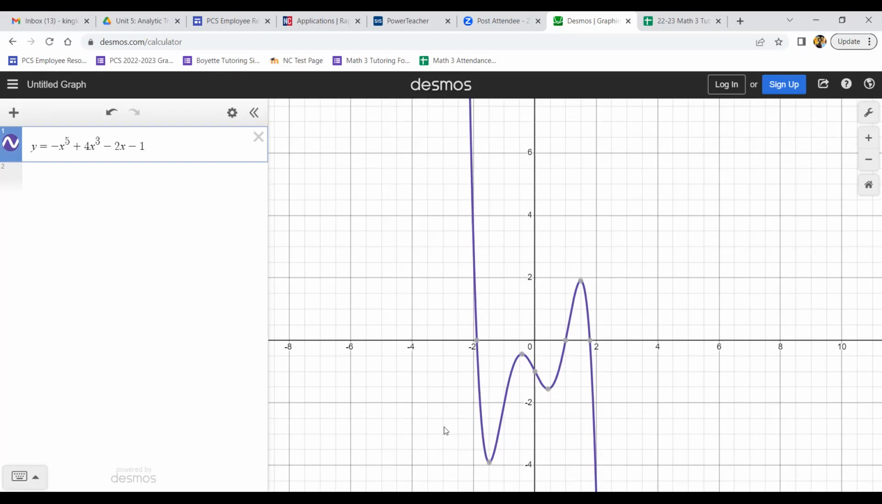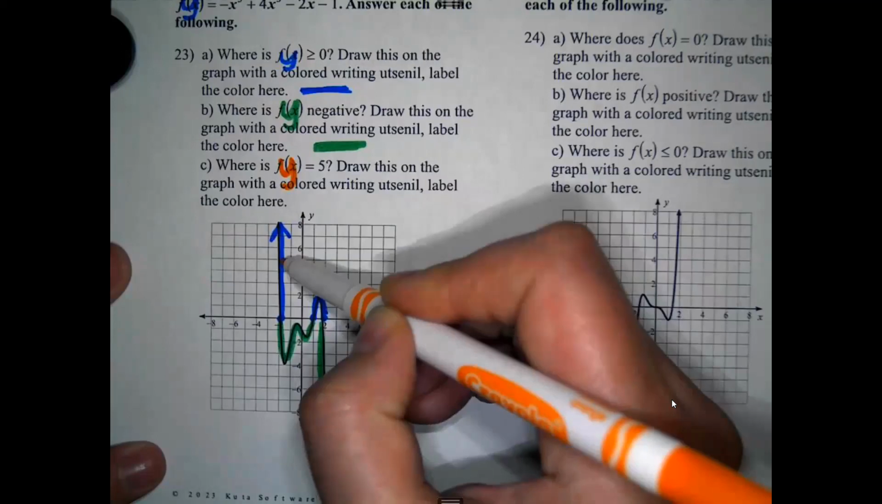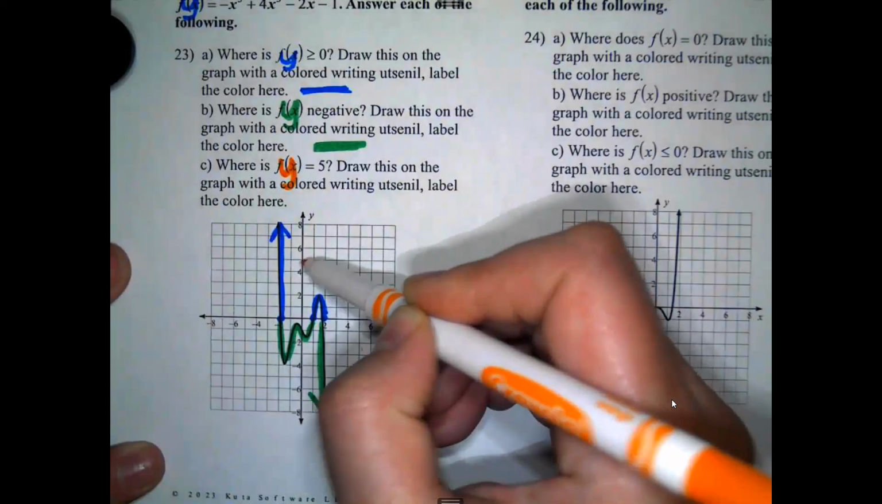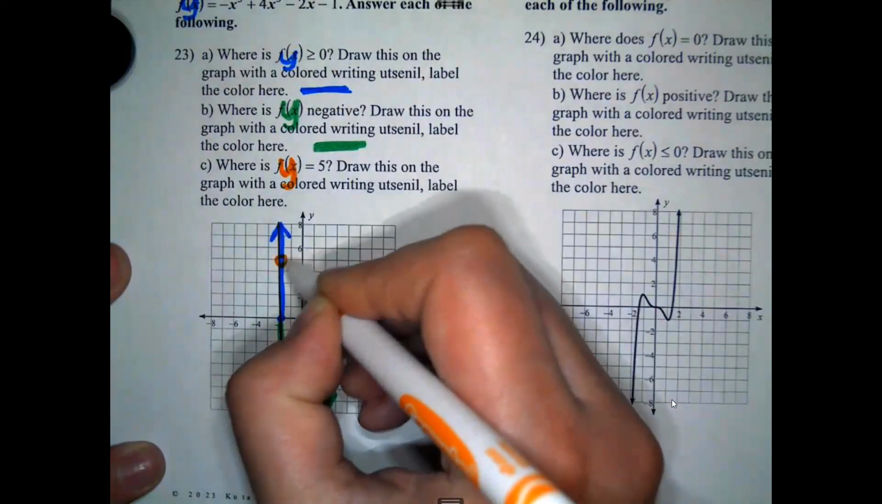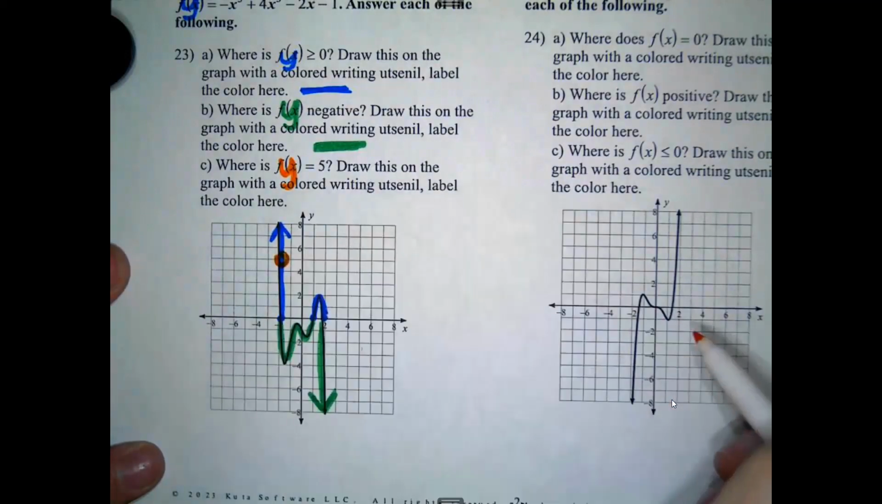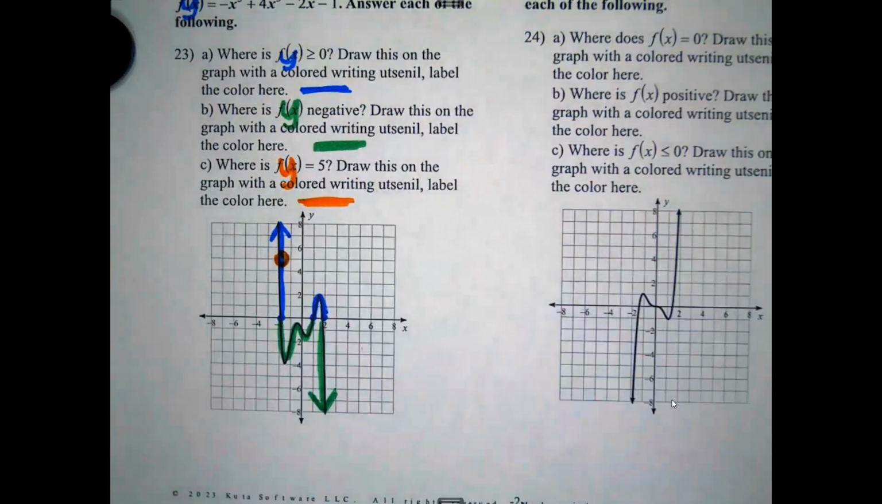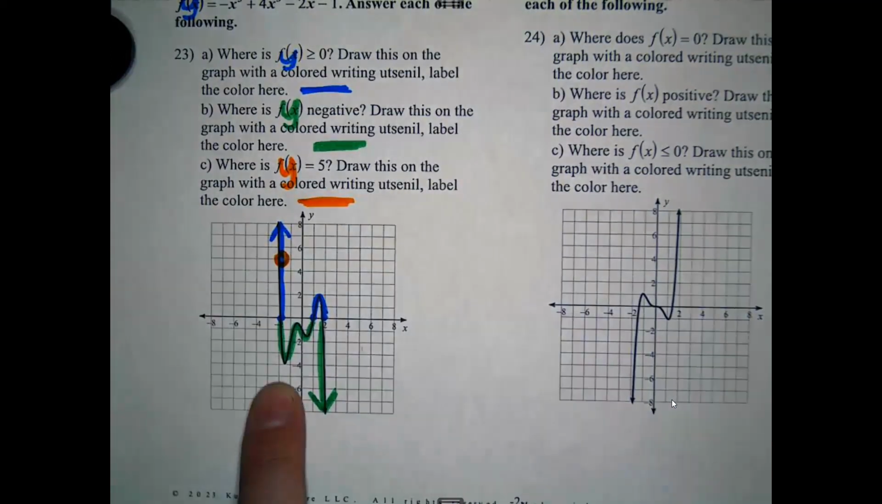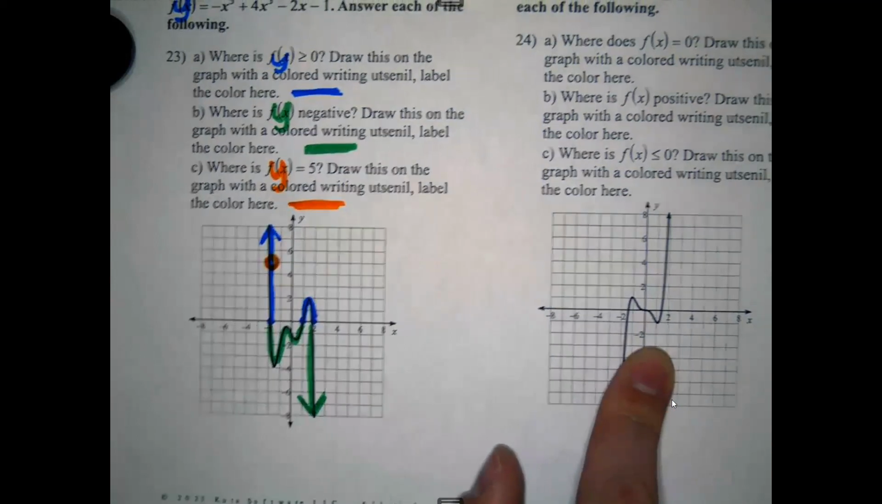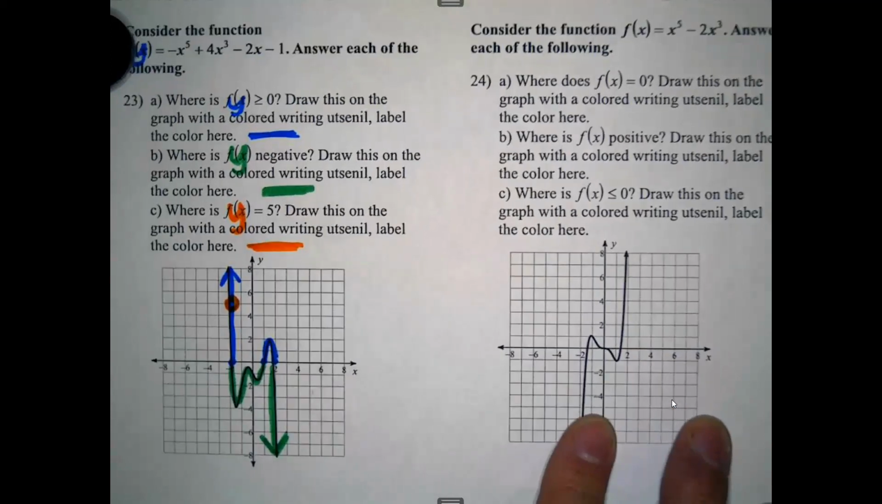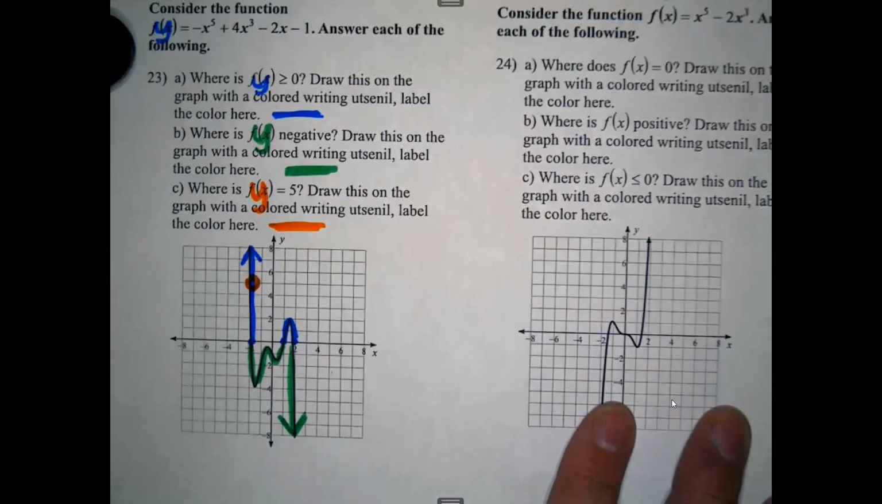So let's go back to our drawings. So my point should be right in here somewhere. Right here where the 5 is. Okay. So this is what you're going to do for the next problem, is you're just going to use a color to label where each of the things is happening. Does that make sense? Okay.